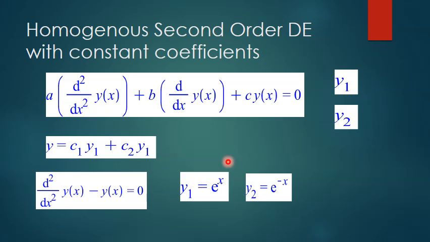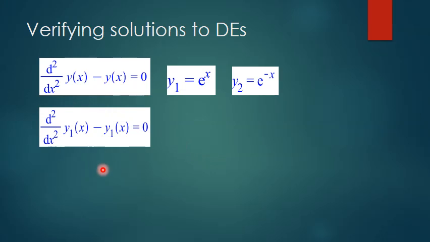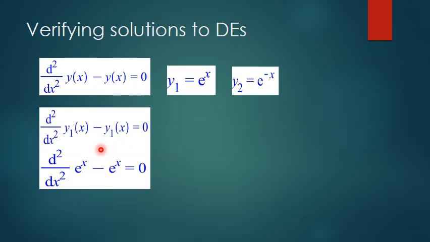So, how do we know that these are solutions? Here's a differential equation: the second derivative of y minus y equals 0. And I claim that y1 and y2 are solutions to this differential equation. How do we verify it? Well, it's quite easy. We have to plug them back into the differential equation. So I need to take the second derivative of e to the x and subtract off e to the x. What do I get? Well, what's the second derivative of e to the x? It is itself, so itself minus itself will equal 0. So that's a valid solution.